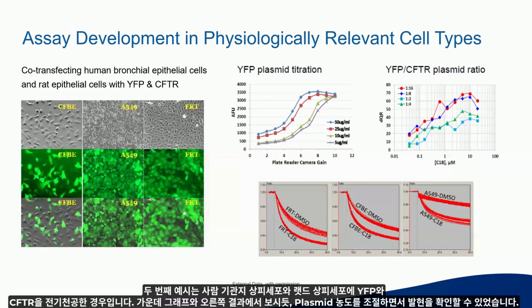And then in the second example, we see human bronchial epithelial cells and rat epithelial cells electroporated with YFP and CFTR, and you can see that they were able to titrate the plasmid as well on the middle graph and also the right side.